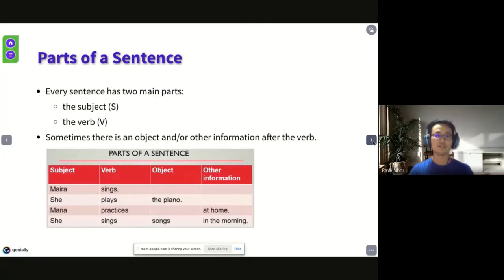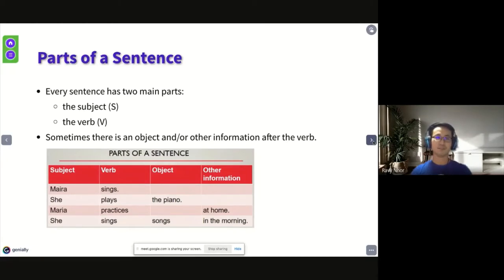This sentence is very, very basic, because it has subject plus verb. Myra is the subject and sings is the verb. It's a complete sentence.